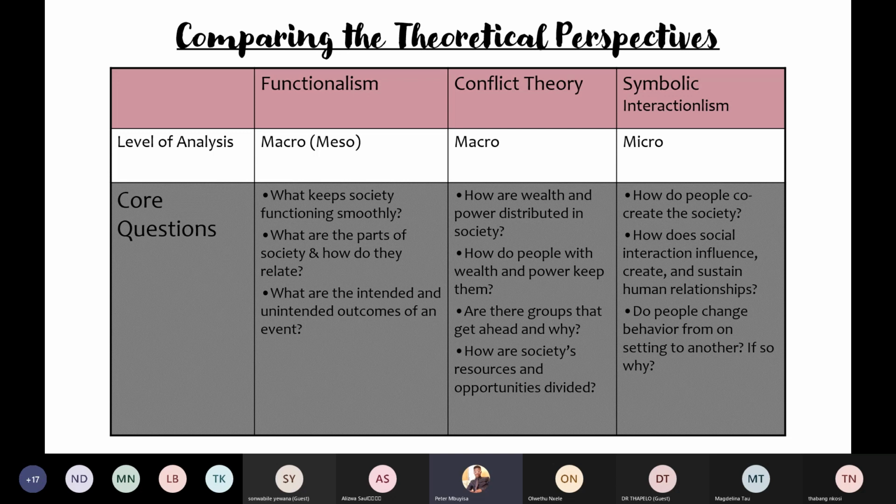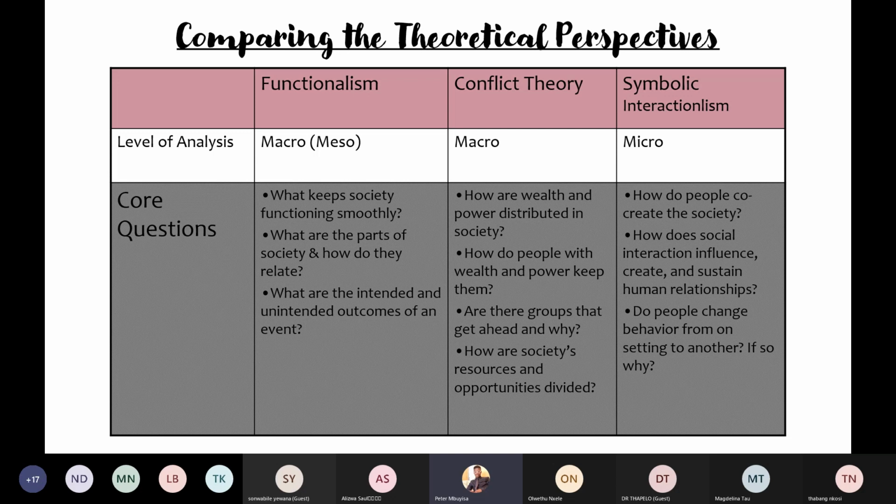And then question number 3, under conflict theory, says, are there groups that get ahead and why? So we ask now, on the levels of development, are there people that develop faster than others, and what makes them develop faster? Do we end up having a very huge gap between the rich and the poor as a result? And how do we address such issues as educators, for example? So that's what we look at.